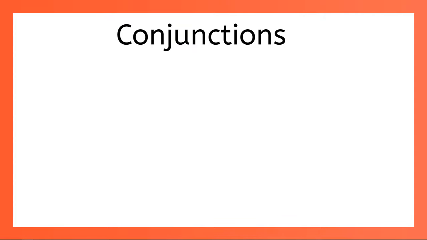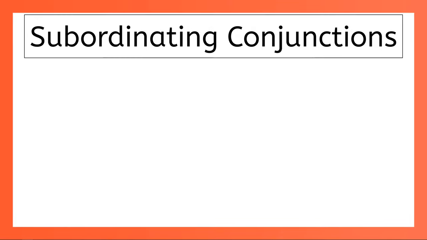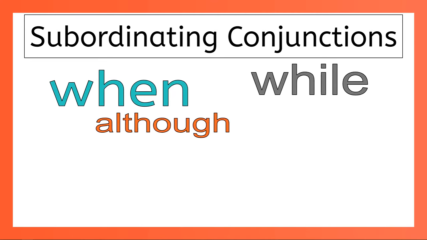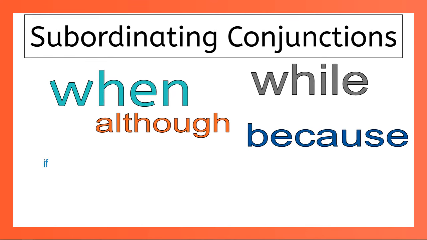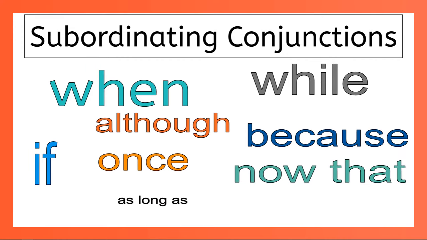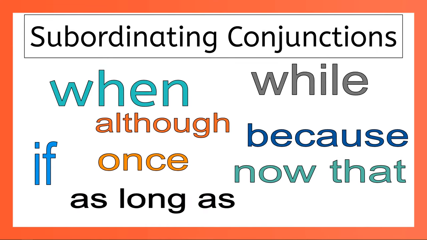There's another type of conjunction called subordinating conjunctions. Subordinating conjunctions include words like when, while, although, because, if, once, and sometimes even word combinations like now that and as long as.